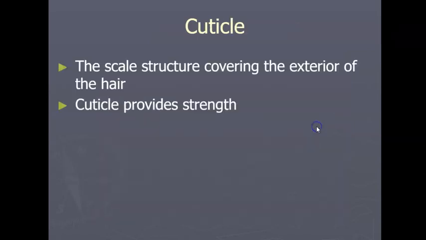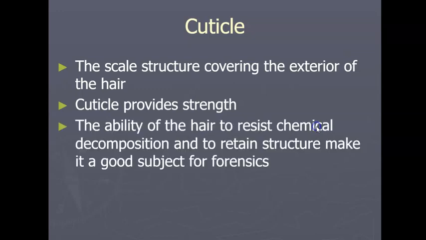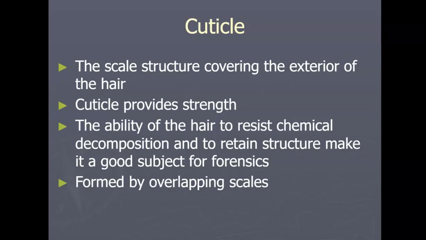All right, so the cuticle is on the outside. It provides strength for your hair, and it helps your hair stay intact so that when it's left behind, there's very little chemical decomposition. It retains its structure, which is why hair can be a good piece of evidence for forensics, because the cuticle protects it.